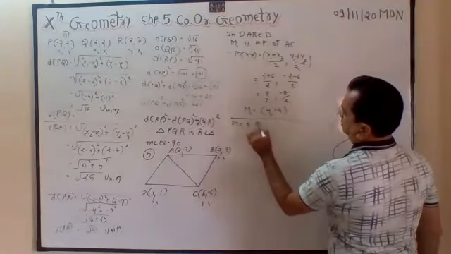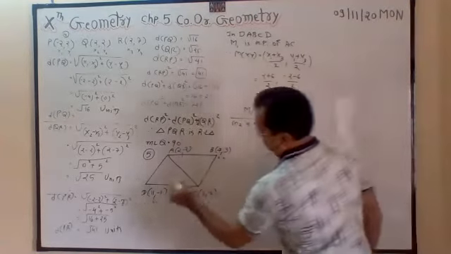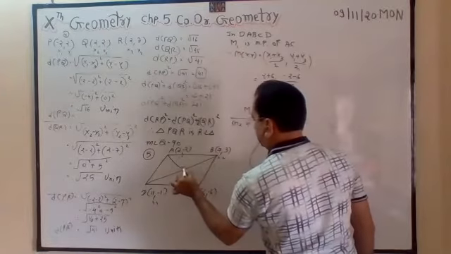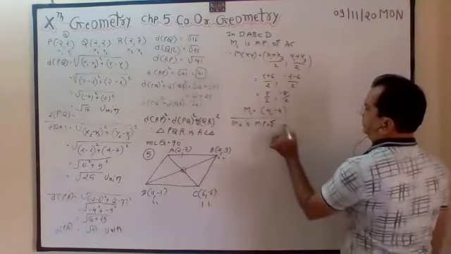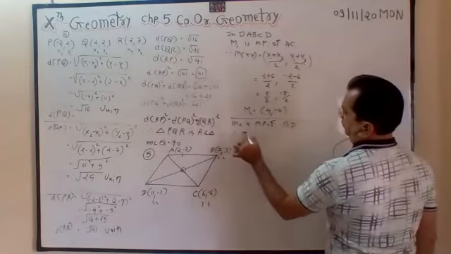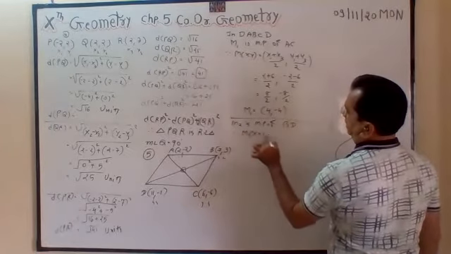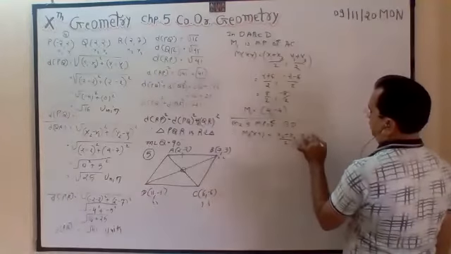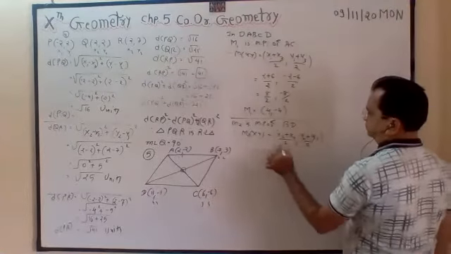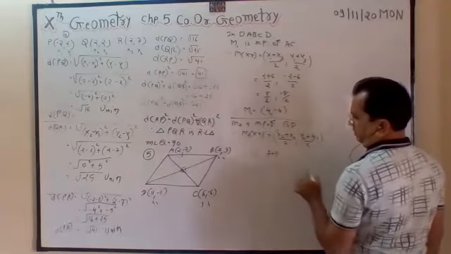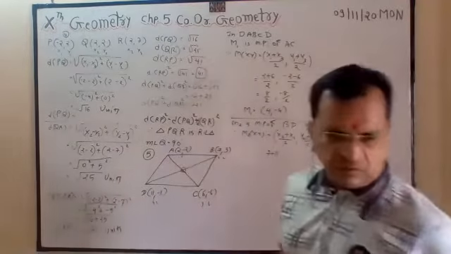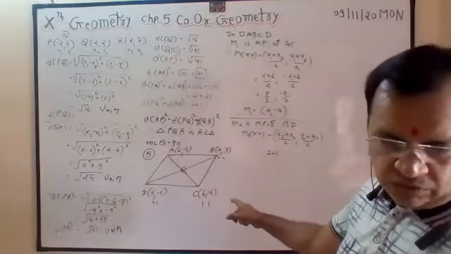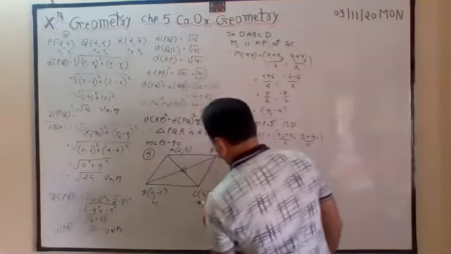Same, M2 is the midpoint of BD. Therefore, M2(x, y) is equal to ((x2 + x4)/2, (y2 + y4)/2), which is (7 + 11, ...) over 2.